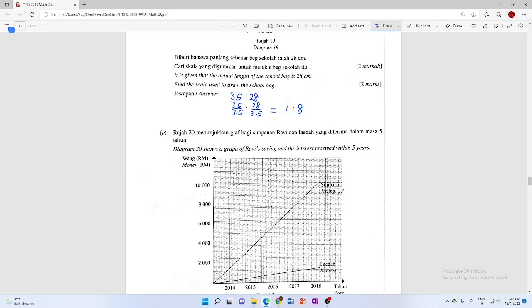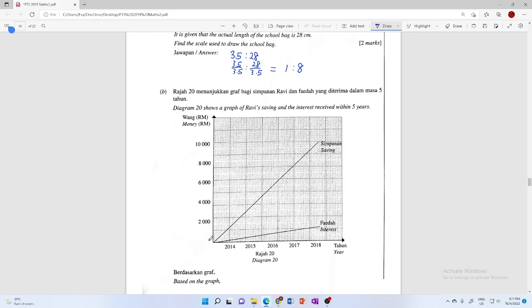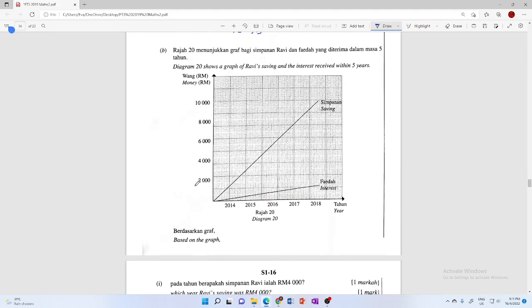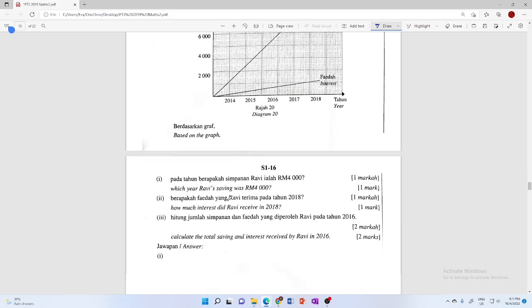For question 28. For this question, when you look at the scale on the y-axis, this is actually not properly scaled. So this question we cannot do. I will not discuss here. We'll skip this question.